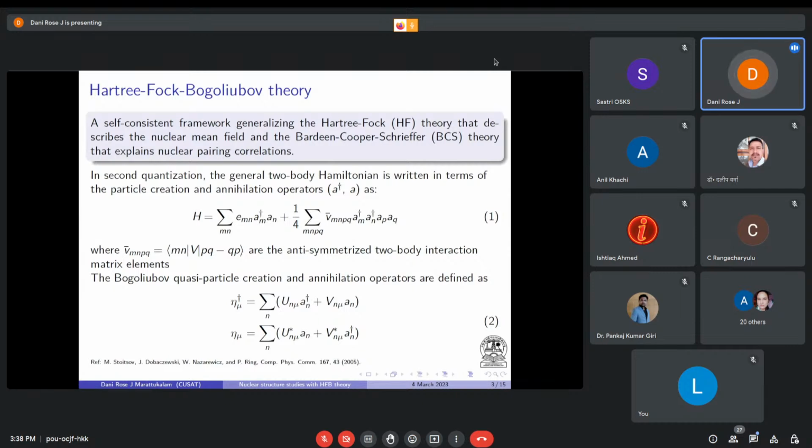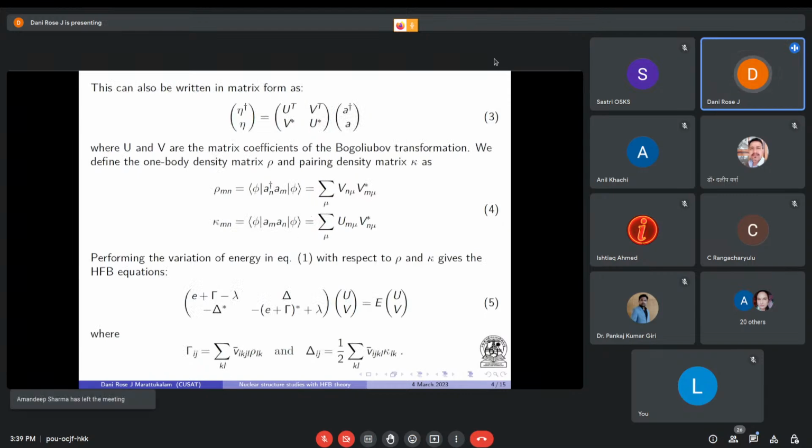Coming to the Hamiltonian, in second quantization, it can be written in terms of particle creation and annihilation operators as given in equation 1, where the first term is the kinetic energy and the second term gives the interaction, which is the anti-symmetrized two-body interaction matrix element. To incorporate the pairing correlations, we transform the particle creation and annihilation operators to quasi-particle creation and annihilation operators through a Bogoliubov transformation as shown in equation 2. This transformation can equivalently be written in the form of a matrix as in equation 3.